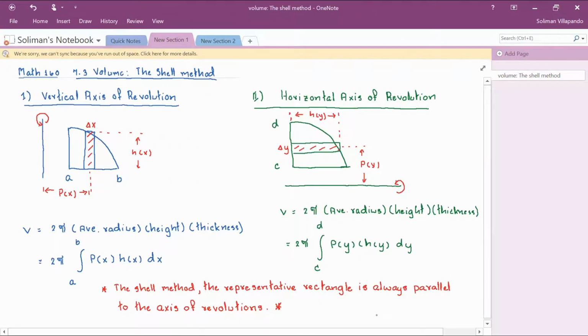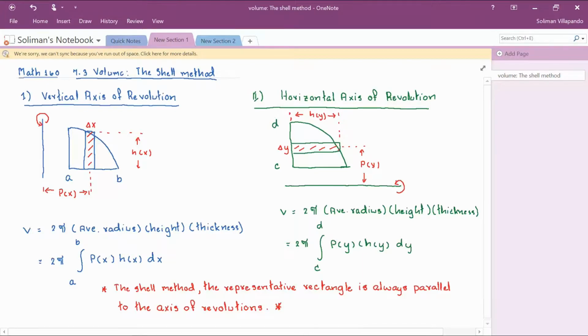Let's continue our next section for Calculus 2, 7.3. In this section we will calculate the volume using the shell method. For the shell method, you can use either a vertical axis of revolution or a horizontal axis of revolution, depending on your function, whichever will make it easier for you. Let's take a look at the vertical axis of revolution.